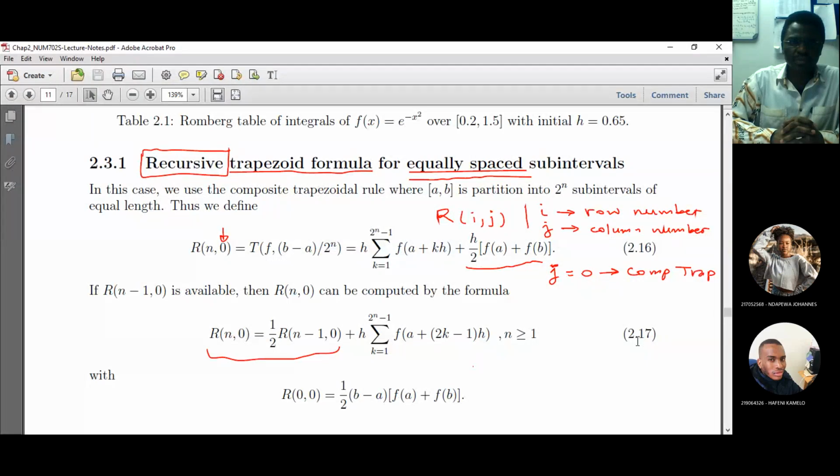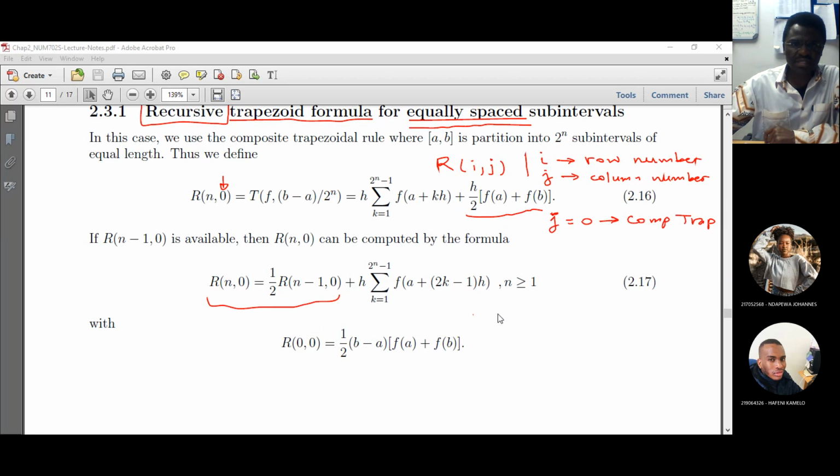Okay, without any further ado, I will quickly recall what we did during our last class. In our last class, we covered what we call the recursive trapezoidal rule, the trapezoidal rule for equally spaced subintervals.